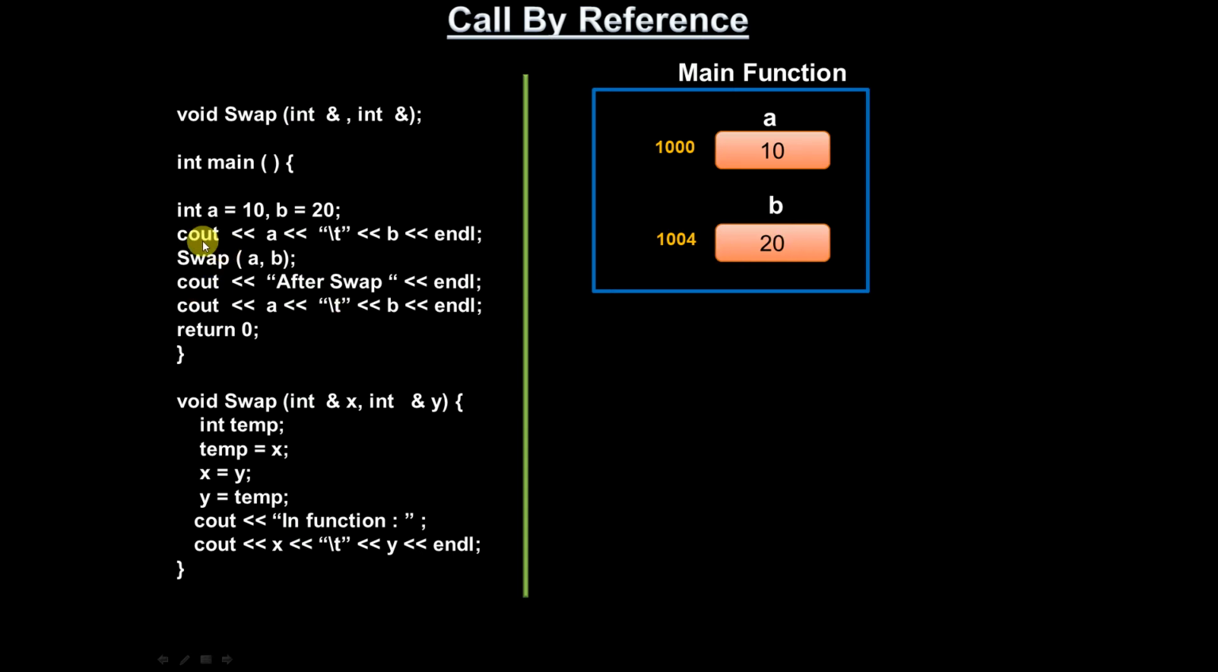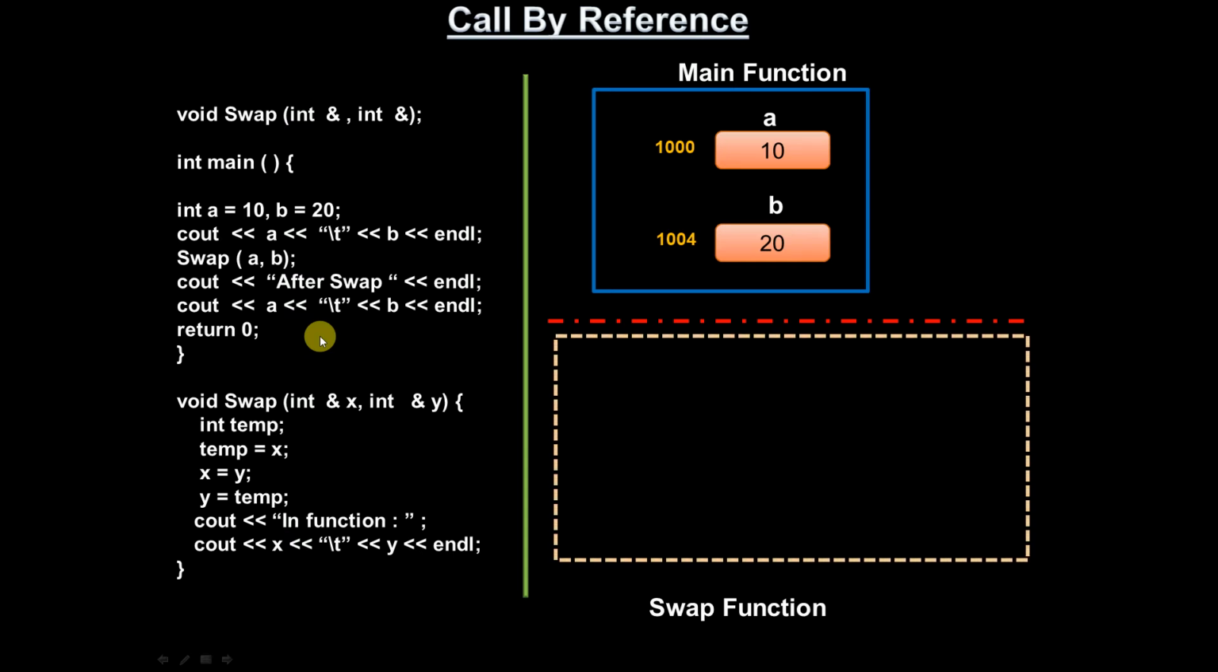Now what I'm doing is cout a, b values. What is the a value? The a value is 10, the b value equals 20. That's the reason we are getting 10 and 20. So now we are calling swap(a, b). As I already mentioned, whenever you are calling a function, a separate stack frame will be created for the function also. So a separate stack frame will be created for the swap function, and now we are passing a, b, and here reference x, reference y.